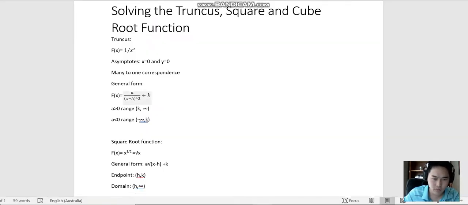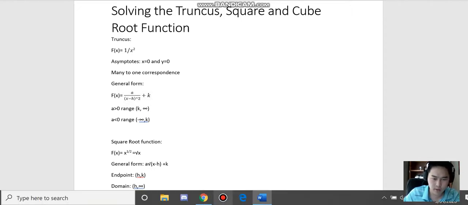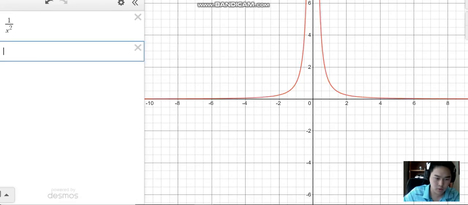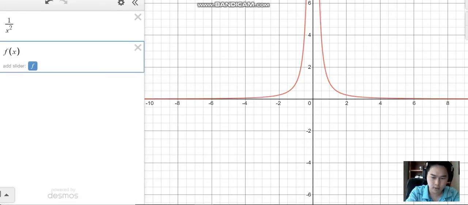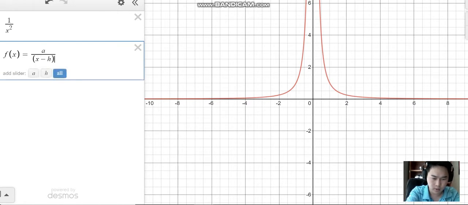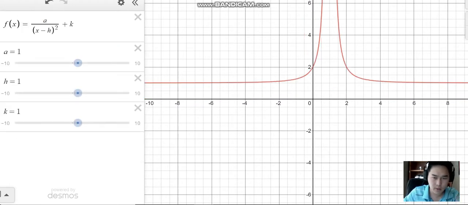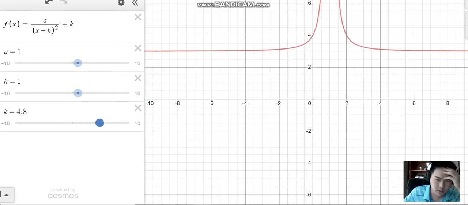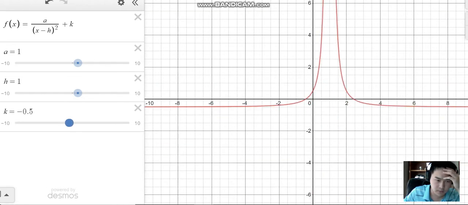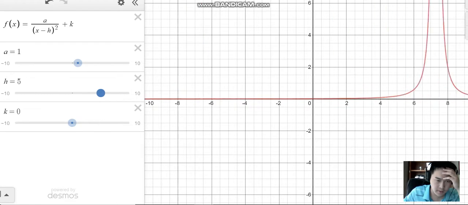So it's a general form. So here is a over x minus h all squared plus k. So we just type that in. f of x equals a over x minus h squared plus k. Let's get rid of this. And as per usual, k is up and down. Nothing special there. h is side to side, nothing special here.